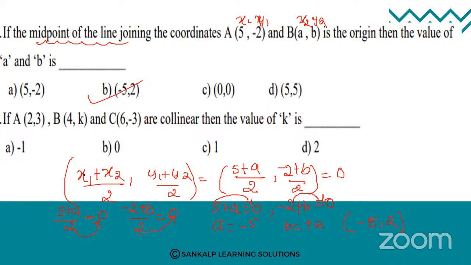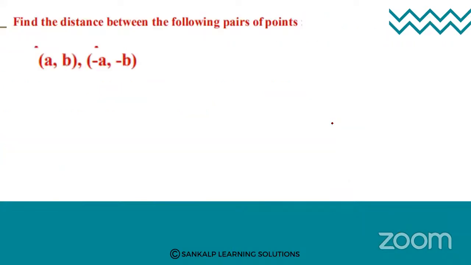Understood? Now, A(2, 3), B... so this is collinear, then the value of... Okay. This comes under the area of triangle, so this question is not in your syllabus. Don't worry about this question.